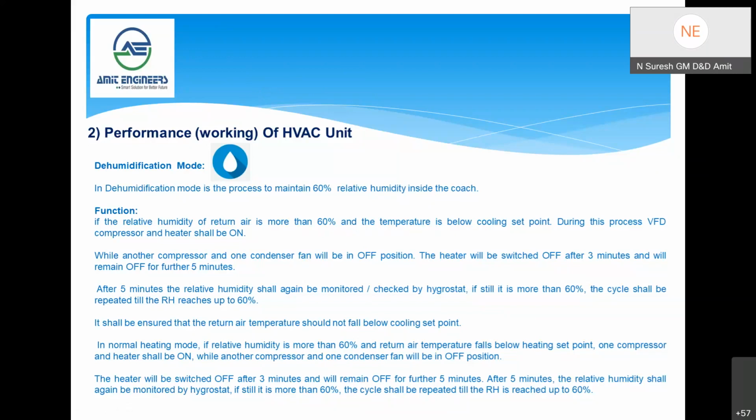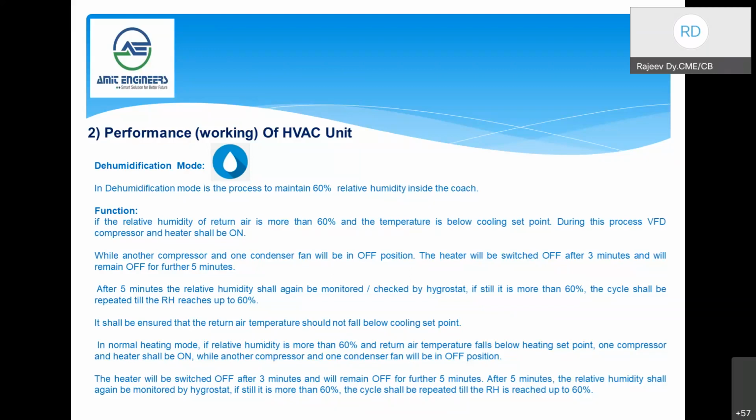And suppose the relative humidity is 40% or 30%, then at that time we cannot do anything, sir. It depends on the temperature. If the temperature is higher, then the unit will run. If the temperature is lower, then the compressor will not come on, and the heater also will not come on until below 17 degrees Celsius. Okay, so it is mainly temperature control.